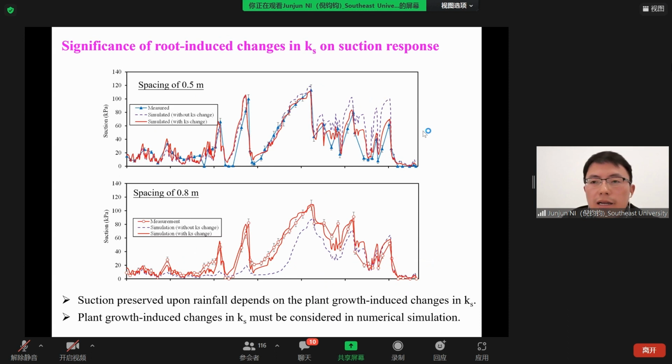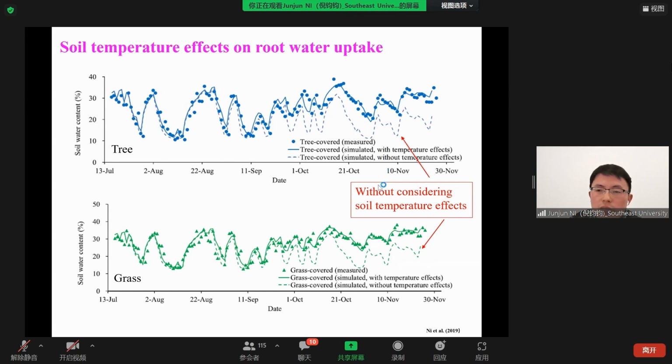So here I just want to highlight the root-induced change in the saturated permeability on the suction response. We need to consider it. For example, this dashed purple line is without considering the Ks change. If you do not consider the Ks change, the prediction can have a very large discrepancy between the simulated and measured results. Similarly, this is about the temperature effect. If you do not consider temperature effects on the root water uptake, it will also cause a large discrepancy between the measured and computed results.